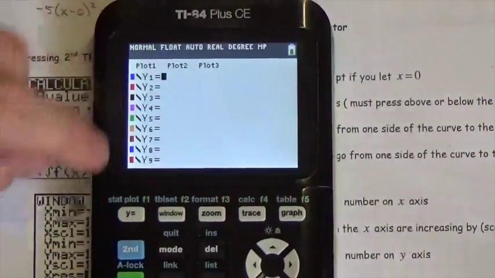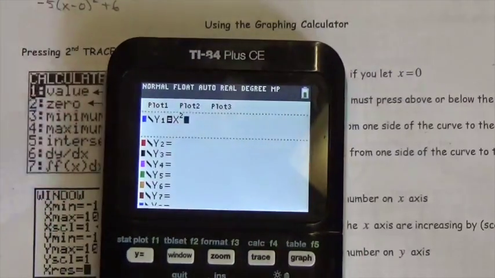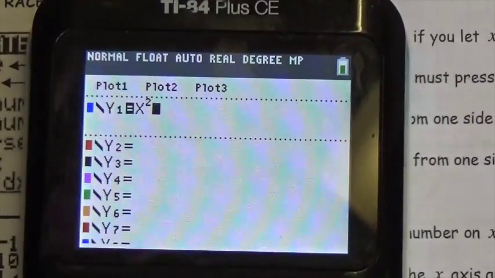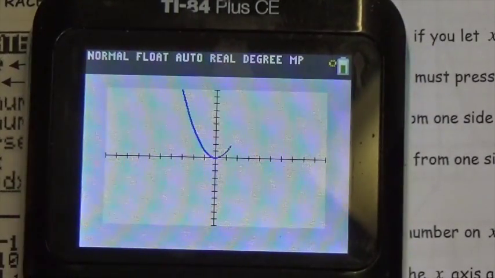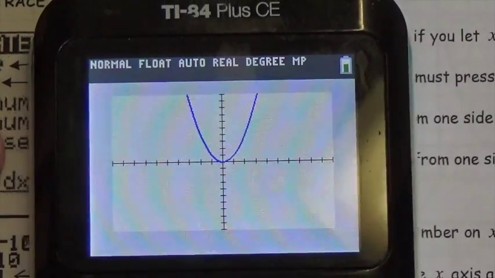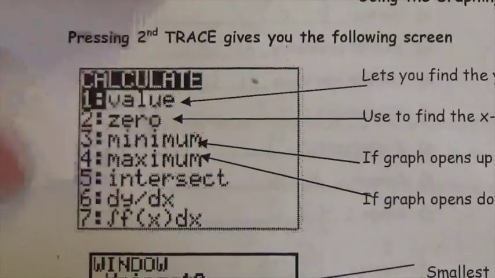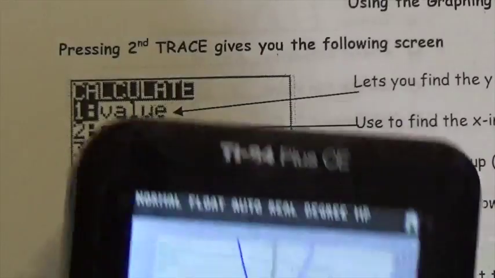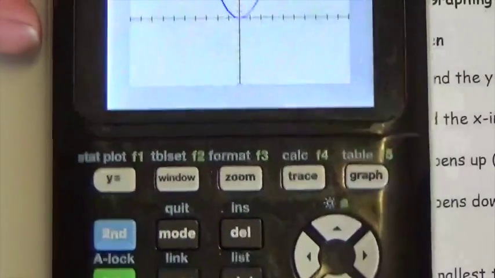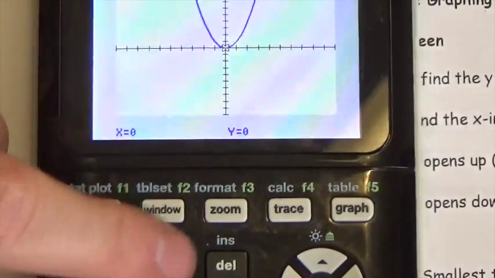So what I'll do here is I will press x and then squared. So right there, zoom in a bit. There's my function. I'm going to press graph, and then it draws the parabola for me. Now, what we're trying to address here is we're trying to show you where these tools are on your calculator. So here's my calculator. I've got that graph done there. I'm going to press the button trace. Or sorry, actually, let's talk about what that does too.